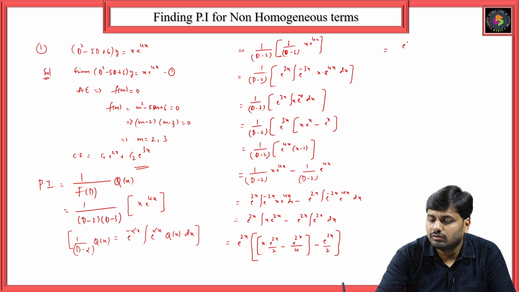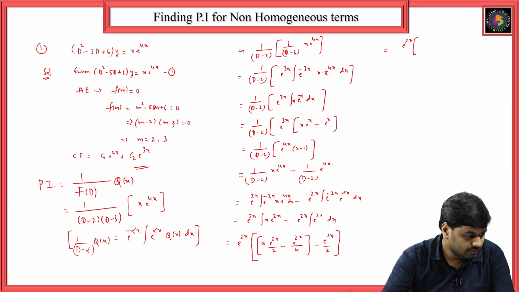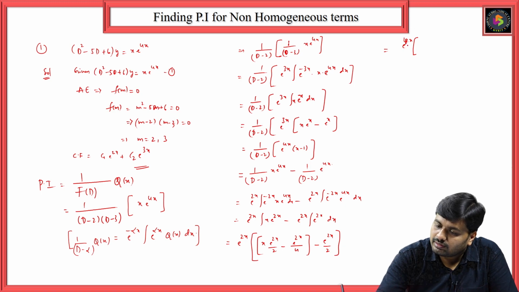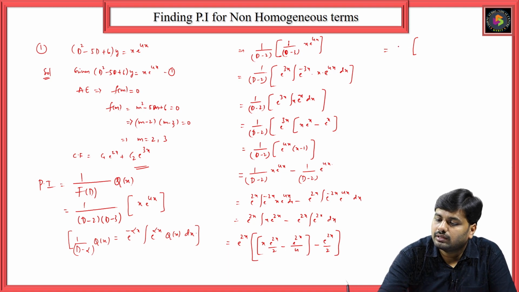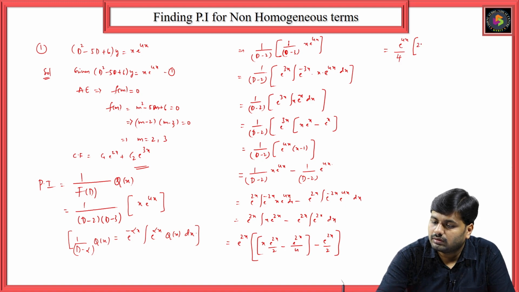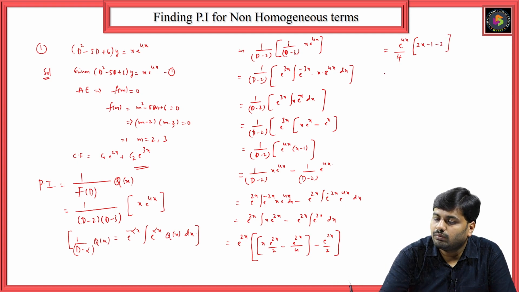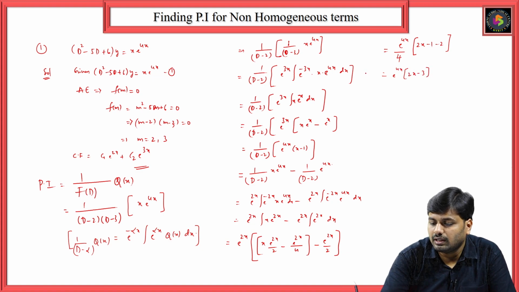Now I'll write the solution of this. e power 2x is a common factor here. So again I take e power 2x as common. This is e power 4x. So here I'll take the common of e power 2x. Now e power 4x, this 4 also I'll take common here. Now this is 2x and this is minus 1, this is minus 2. So finally what we get, e power 4x of 2x minus 3, is the solution of the particular integral.